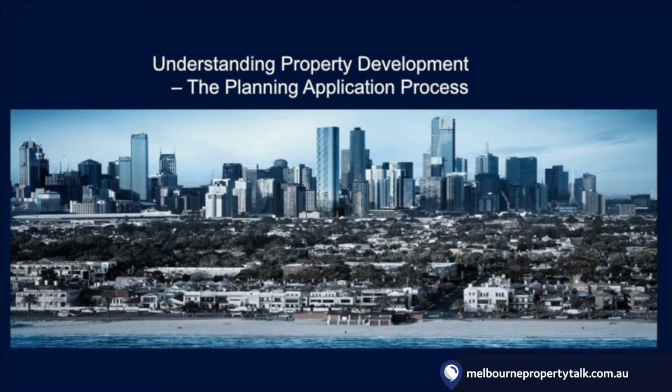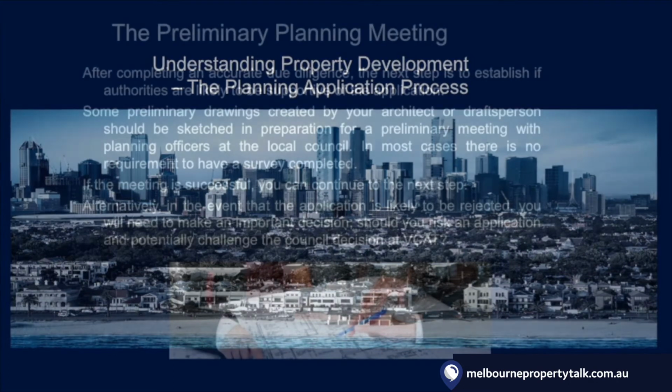Now, whilst each application is quite different, a majority of multi-unit development applications in Victoria will be processed with regard to prescribed criteria. Your first step is to engage a representative who will act on your behalf to communicate with council. This is usually undertaken by an experienced draftsperson, architect, or your own town planner. They will prepare for what is known as the preliminary planning meeting.